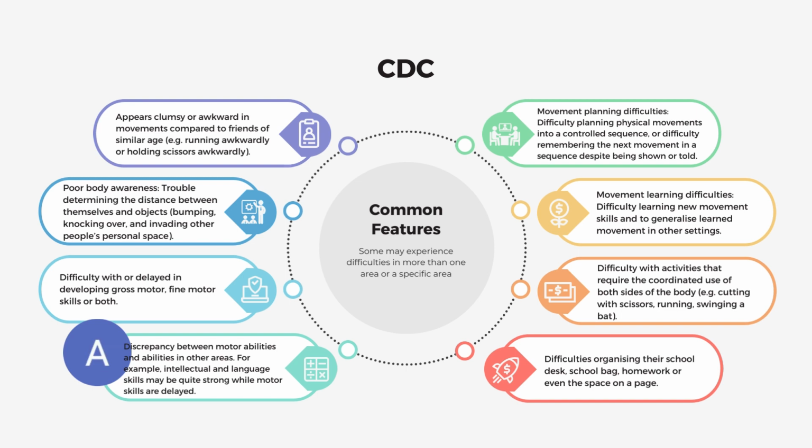Lastly, another common feature of DCD is difficulty organizing their school desk, their school bag, homework, or even the space on a page. So this is where the academic interference comes in, because they are having trouble with coordinating their movement, planning their movement. This would then go into a bigger planning, such as how to organize, how to make sure their school desk is clean when they want to do work. It is because they could only focus on one area of their movement. They are unable to do a larger field of movement.